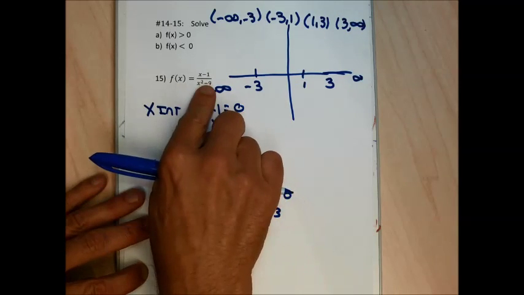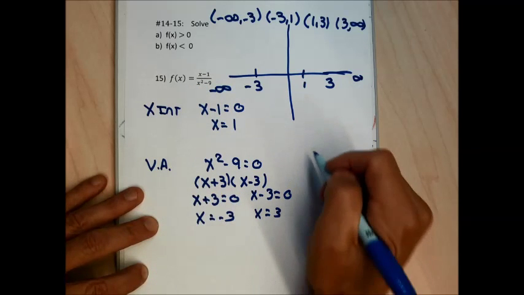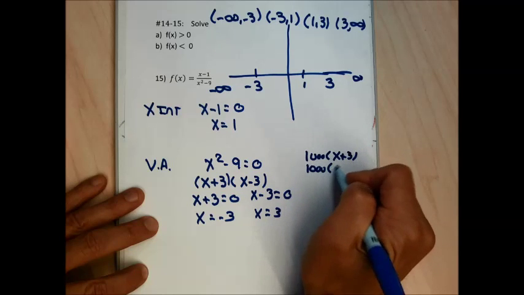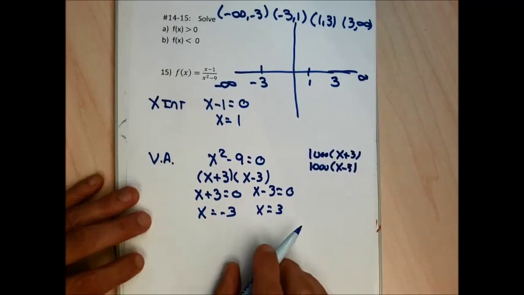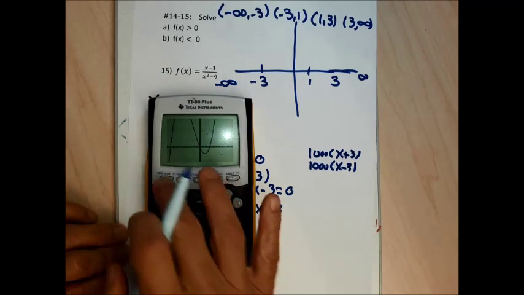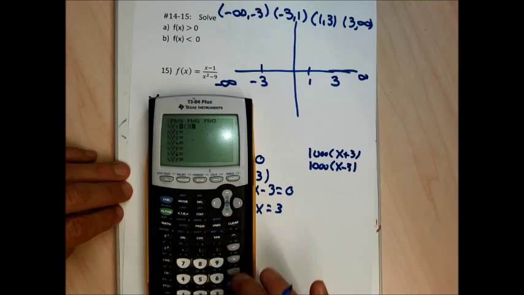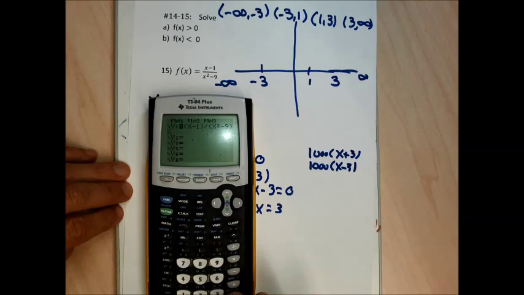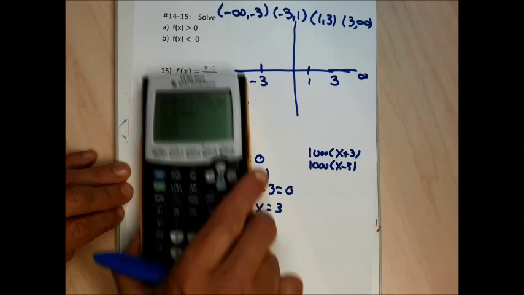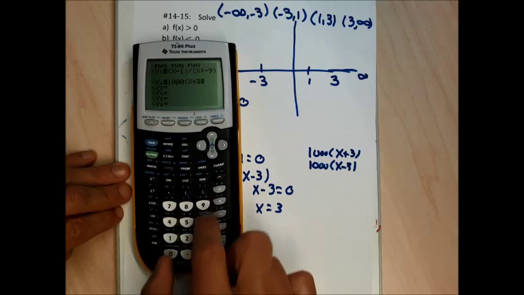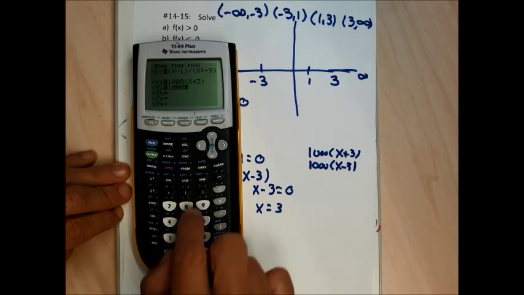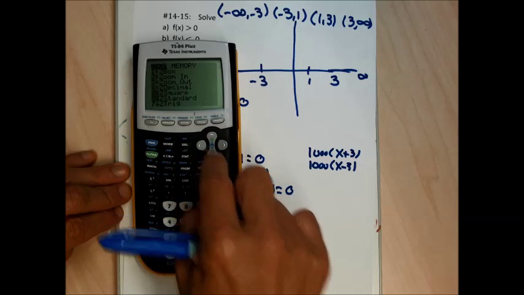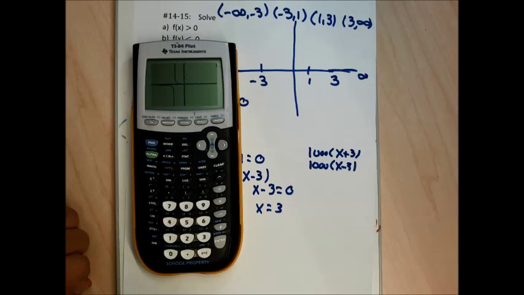I'm going to zoom standard this graph. I'm going to enter the vertical asymptotes by doing 1,000 times x plus 3 and 1,000 times x minus 3 because I like seeing those vertical asymptotes. So I'm going to enter this function y equals clear parentheses x minus 1 divided by parentheses x squared minus 9, and then do 1,000 times x plus 3 for one of the vertical asymptotes and 1,000 times x minus 3 for the other. Zoom standard, which might not be the best window, but it's a good starting point.